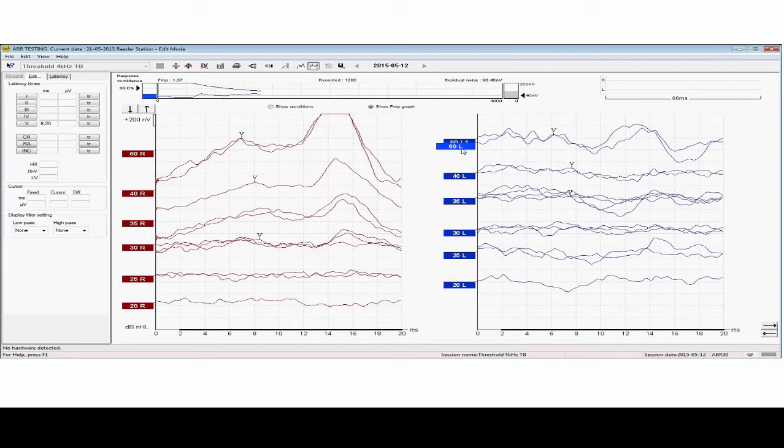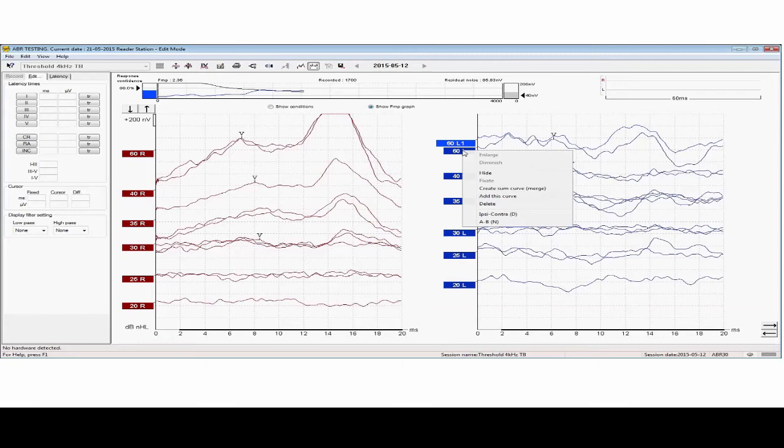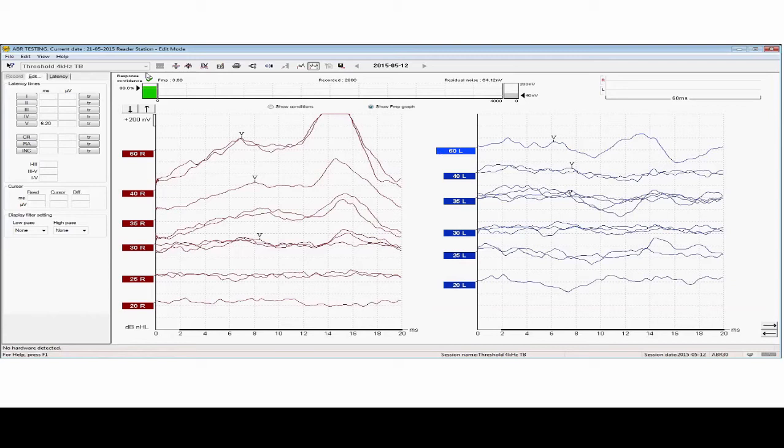But in fact, this clinician did not use the FMP number, and did not use the residual noise. This curve was measured only 1200 sweeps, and the other curve was 1700 sweeps. Now, if we add those two together, which I do by right mouse click on the dark blue label and then say create sum curve, then we can see in the FMP result on the top left that together the system is confident about this measurement.